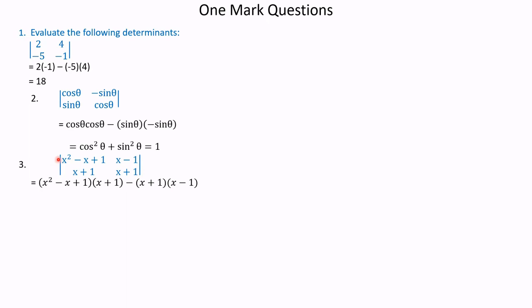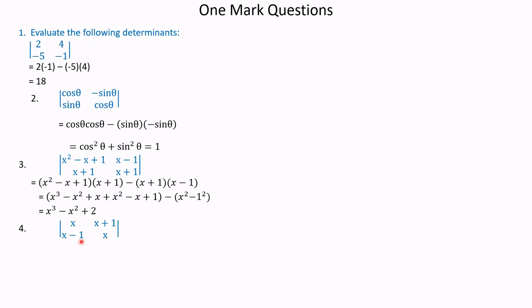Next problem is 3. So it is determinant x square minus x plus 1, x minus 1, x plus 1 and x plus 1. We have to first multiply this into this, with plus sign, and minus this into this. Therefore it is x square plus x plus 1 into x plus 1, and minus, when we take from the right hand side to the left, down arrow, it is minus x minus 1 into x plus 1. Therefore simplifying we get x cube minus x square plus 2.